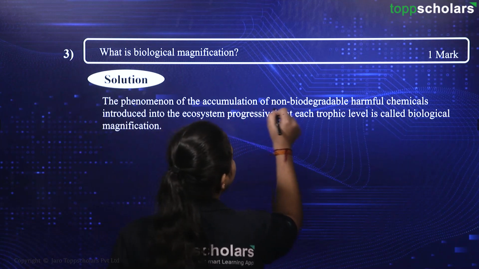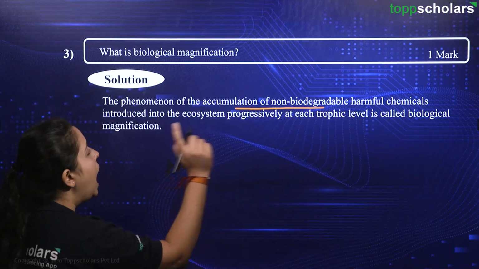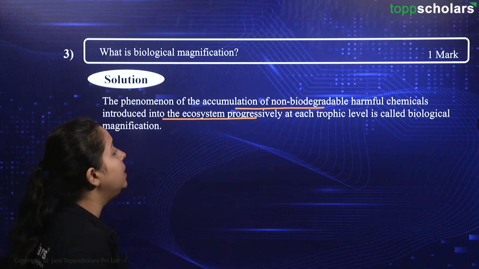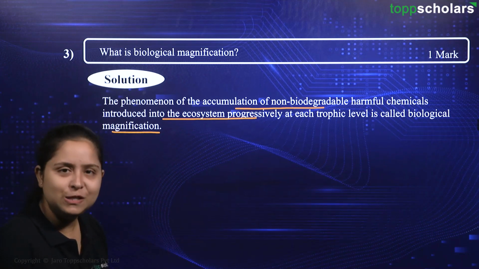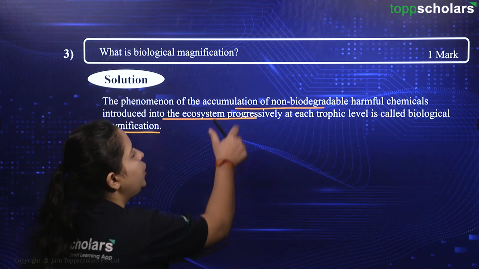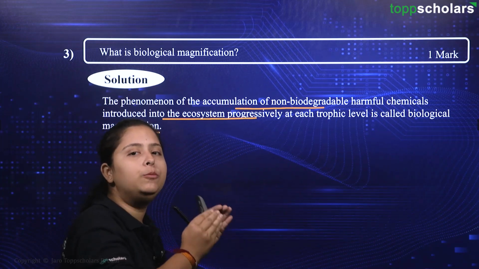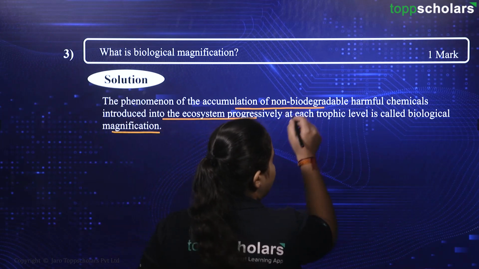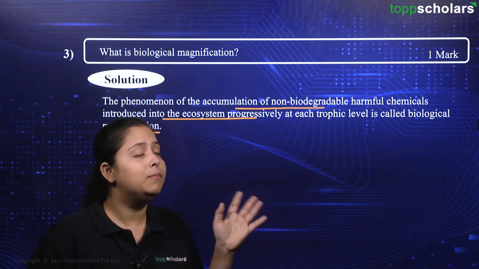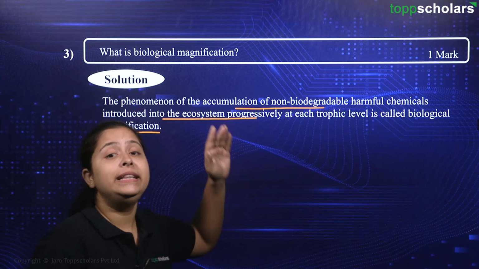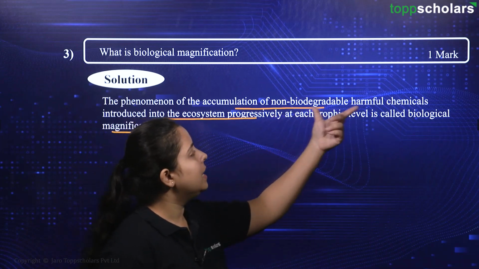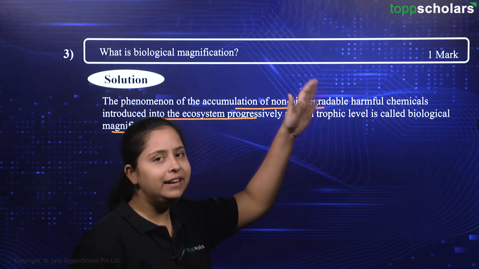The phenomenon of the accumulation of non-biodegradable harmful chemicals introduced into the ecosystem progressively at each trophic level is called biological magnification. So, a group of many words, right? Let us divide the sentence and try to understand. Okay, so accumulation, you are familiar, the thing is getting accumulated, it is getting stored. Then the chemical, if it is biodegradable, then what is the problem? The fish itself will biodegrade it, okay? But no, the chemicals are non-biodegradable, they are harmful, hence we are saying that their accumulation is harmful to us, alright? So these are the characteristics of the chemicals that you should write in this answer.